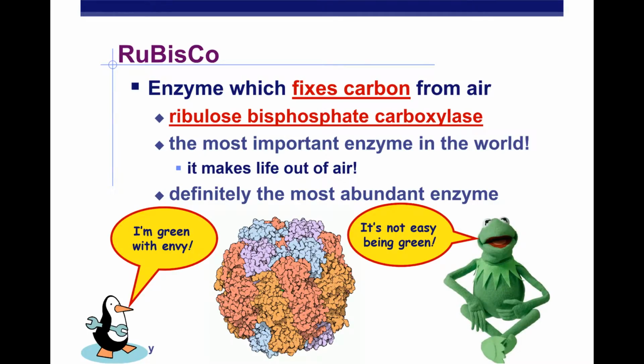So let's talk a little bit about Rubisco. Rubisco is the enzyme that does step 1 of the Calvin cycle, which is carbon fixation. So it takes carbon from the air, literally from carbon dioxide in the air, and it strips the carbon off of the carbon dioxide molecule and attaches it to the 5-carbon molecule of ribulose bisphosphate. It's the most important enzyme in the world because when it fails, it makes life difficult for all of us. And it's definitely the most abundant enzyme because pretty much all green things have it. No, not green frogs or anything, but green photosynthetic things have it.